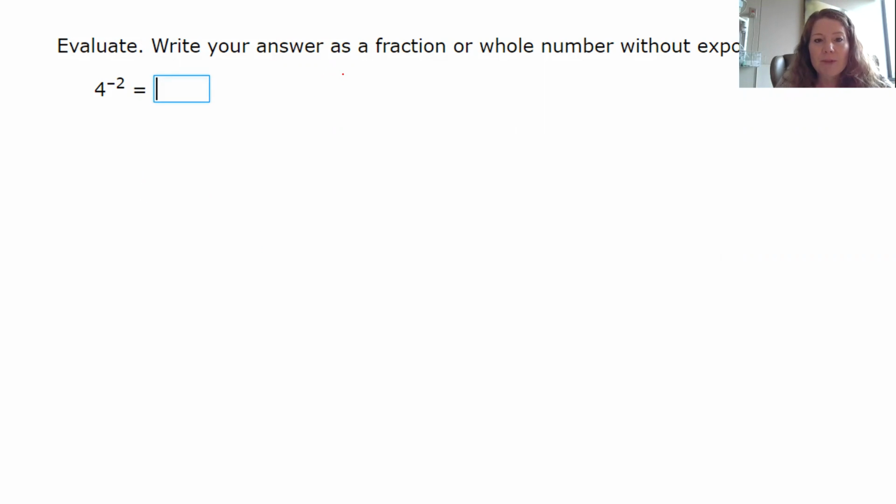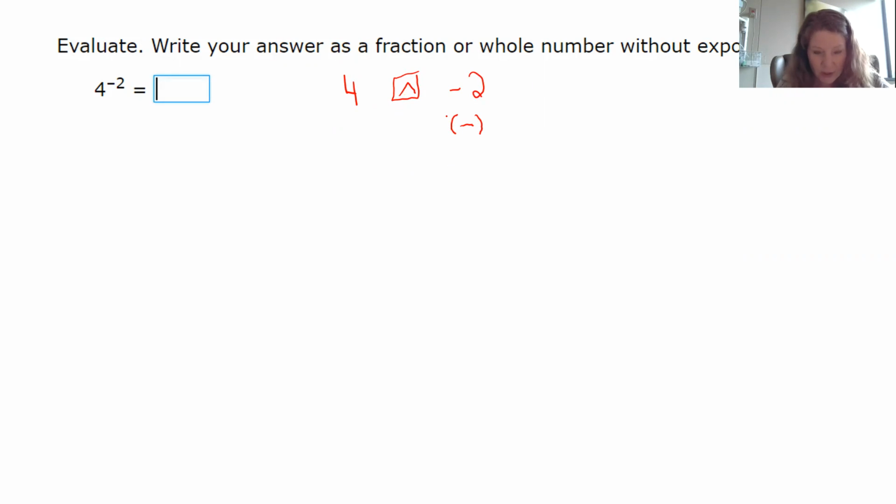On this problem, you're going to hit the 4, and then you're going to hit the caret button, which looks like half of a triangle. It's in the first column. It's called a caret button. And then you're going to type -2. Now make sure you use the negative sign, not the minus sign. The negative sign is in parentheses on the bottom row.